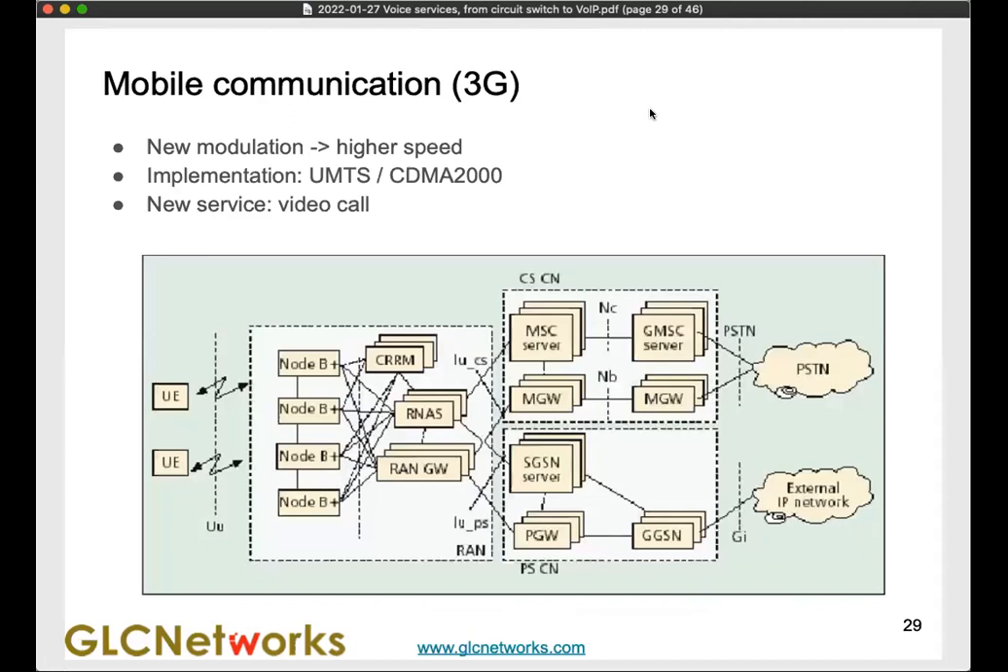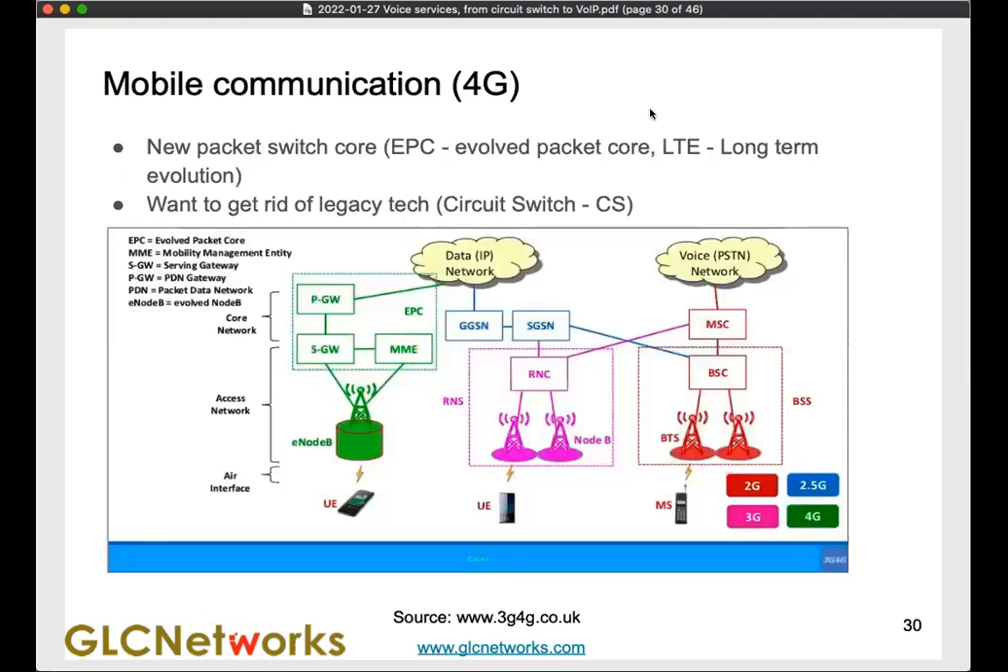Then we move forward to 3G. The new service for 3G is that you can make a video call, but 3G didn't sell enough, so that's why most of the 3G is being phased out. Just delete the 3G and keep the 4G. What happened in 4G is they have LTE, long-term evolution nodes.